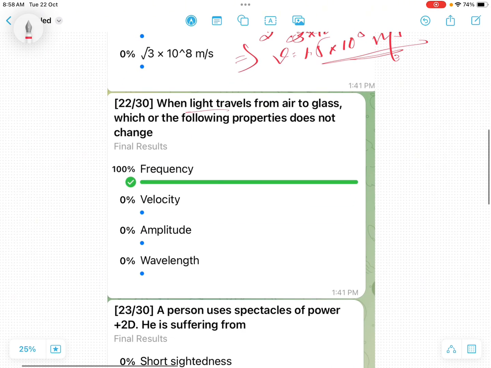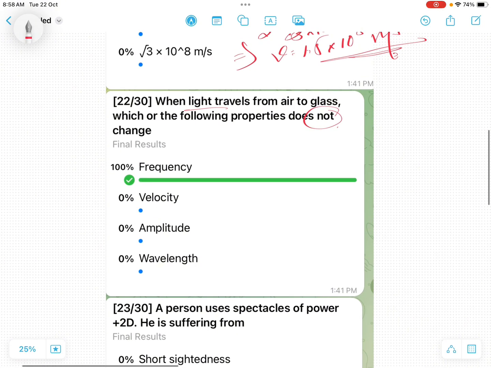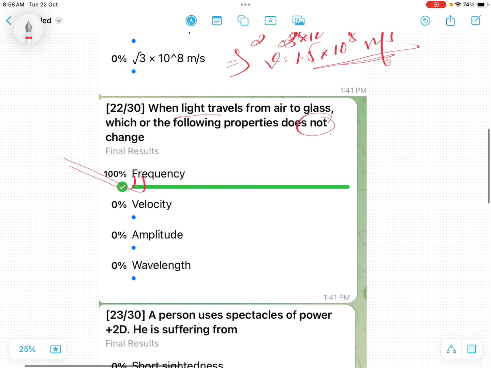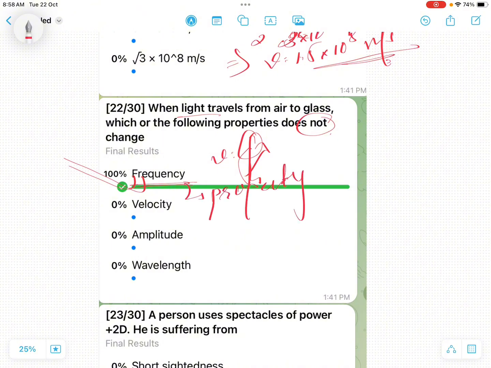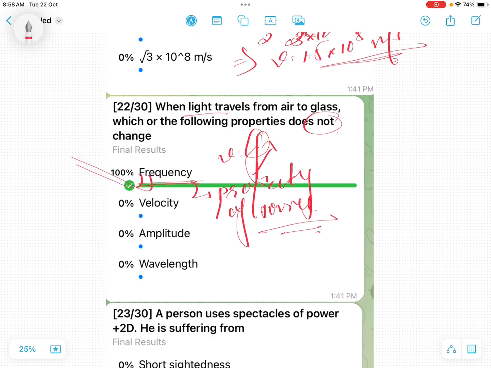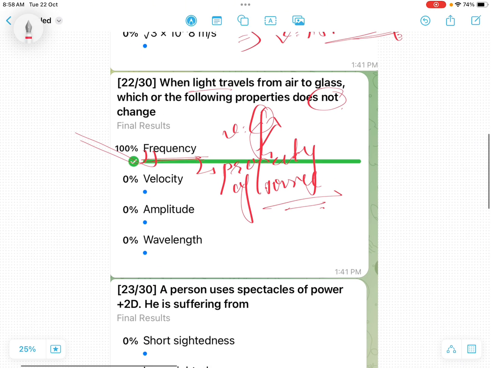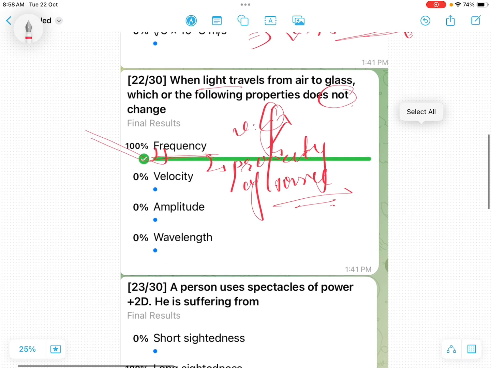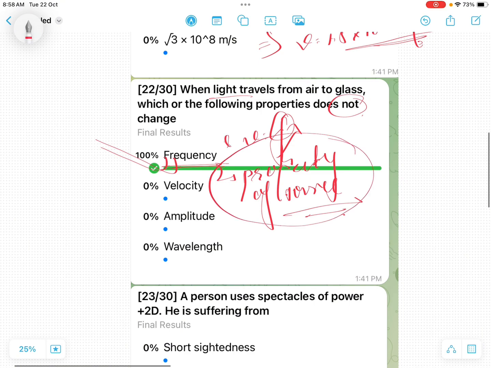When light travels from air to glass, which of the following properties does not change? Its frequency doesn't change. Why? Frequency is a property of the source, not a property of the medium.